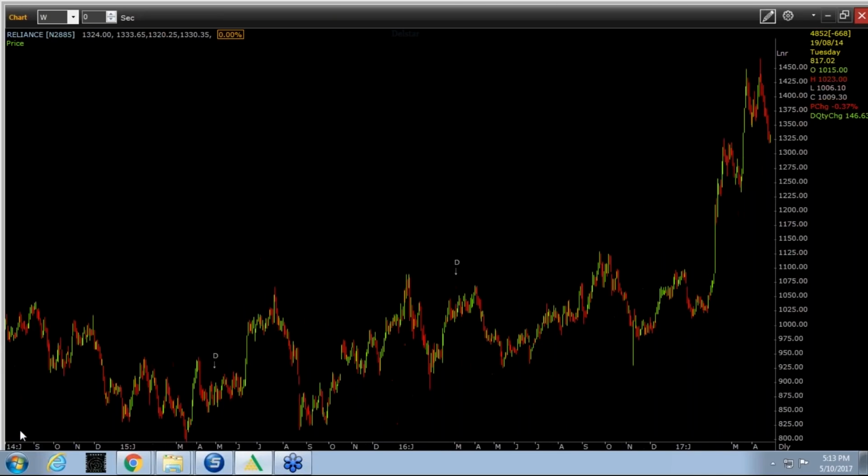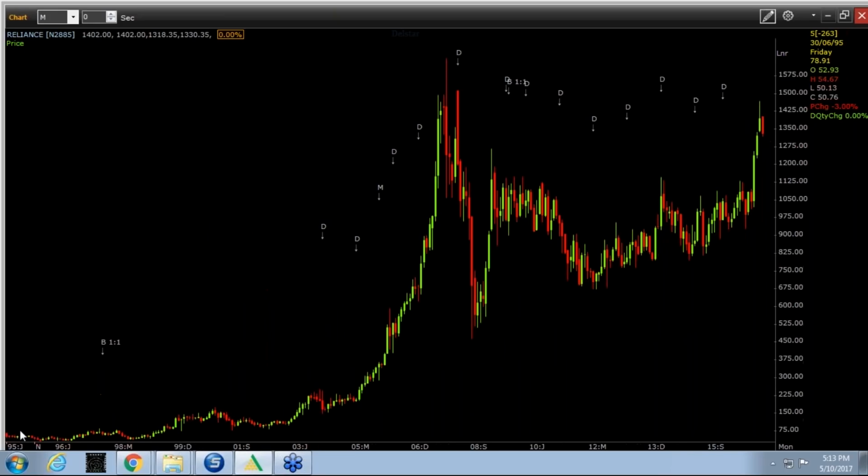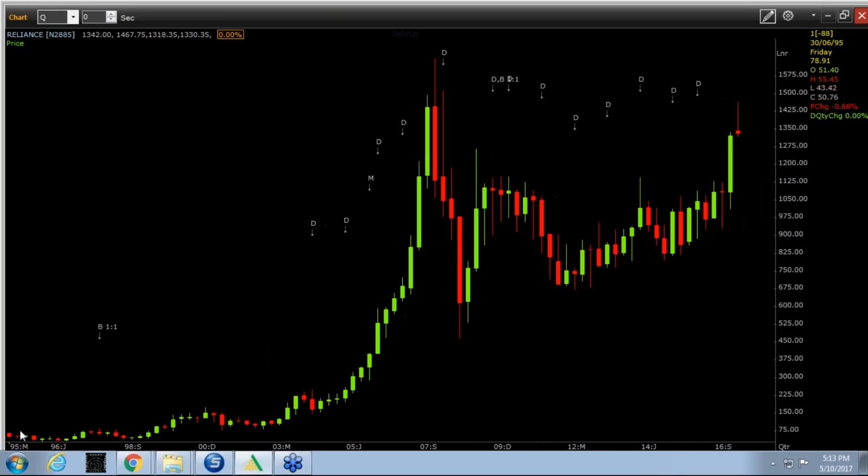Now I just do a D, so this becomes a daily chart. I do a W, it becomes a weekly chart. I do an M, it becomes a monthly chart. I do a Q, it becomes a quarterly chart. So you have at your disposal all the NSE stocks, as well as the NSE FNO segment, the futures and options segment, that also you have. So if you're looking at the long-term trends, you can look at these charts.